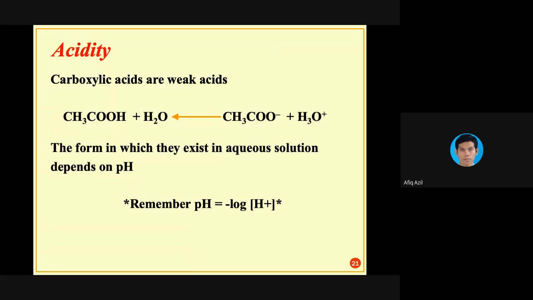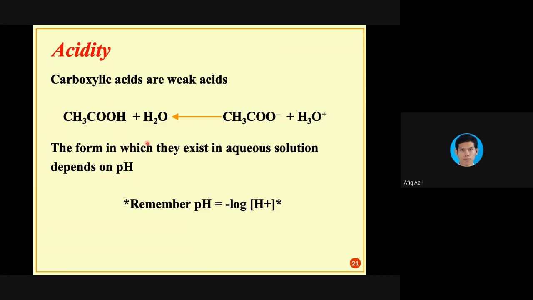Carboxylic acid, even though it is an acid, is still considered a weak acid. It is not a very strong acid like hydrochloric acid, or sulfuric acid or phosphoric acid. When you mix it with water, it will ionize to form what we call a carboxylate ion, which is this one, CH3COO minus, and the H plus will be bonded to this water molecule to become hydronium ion.